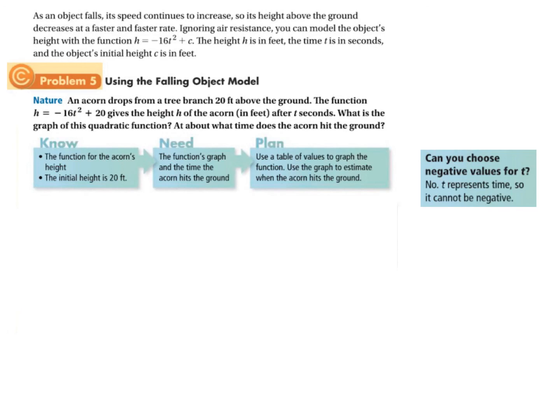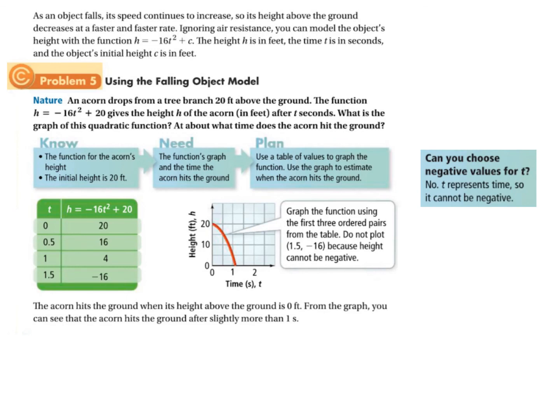But what do we do? Well, we say, what if at 0 seconds from the time that it fell, it's right there, just being released at that 20 feet. After half a second, it's there. After 1 second, it's there. After 1.5 seconds, it's not really there. It doesn't go embedded 16 feet into the ground. What that just indicates is that somewhere between 1 and 1.5 seconds, it reached 0, which is the height of the ground.